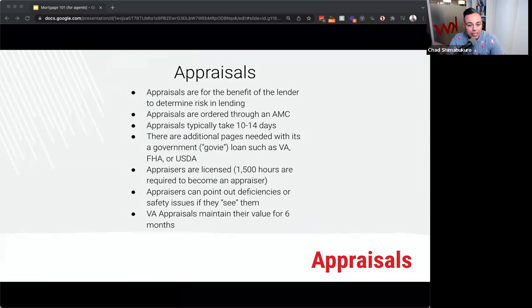Appraisals. So I kind of touched on this a little bit. Appraisals are for the benefit of the lender to determine the risk in lending. Appraisals are ordered through an AMC, which stands for an appraisal management company. In 2010, after the meltdown in 2009, the government came out with certain standards.